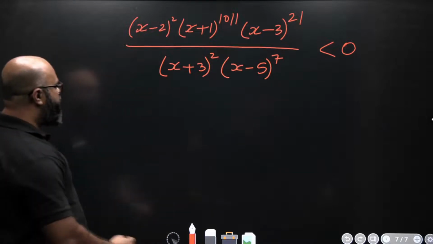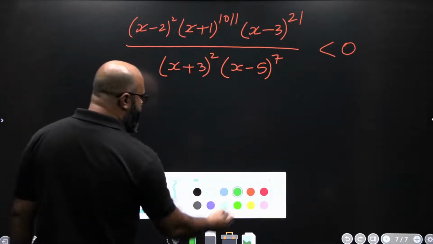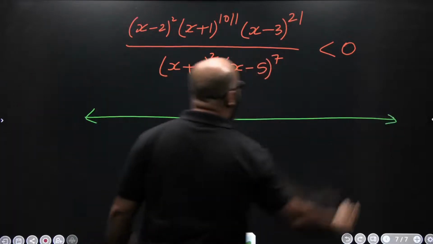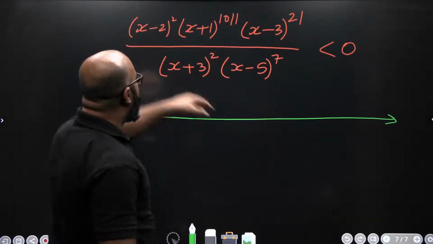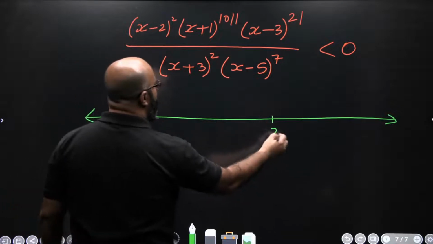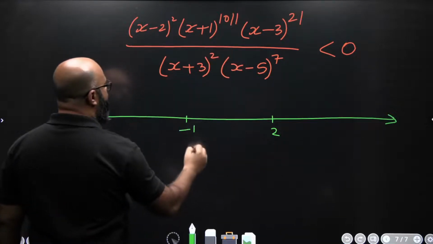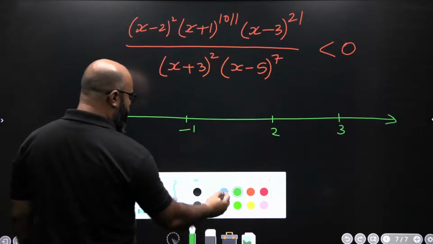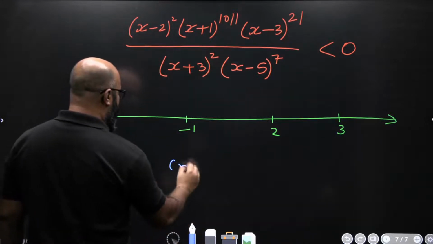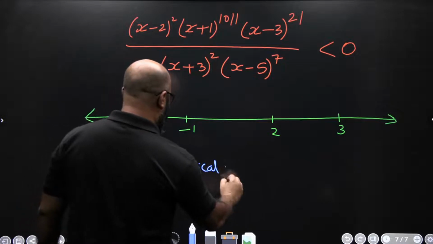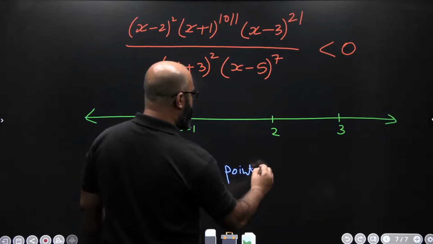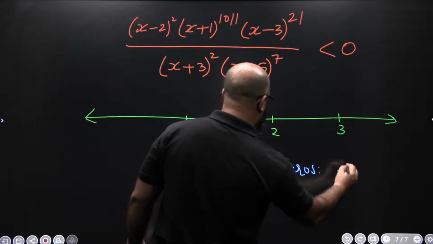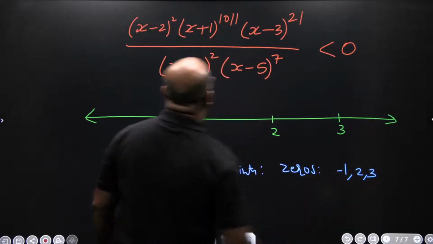So, what will happen? You will identify the critical points. How do you identify the critical points? Again, you will see where the numerator is becoming 0. So, at 2 it is becoming 0, at minus 1 it is becoming 0, at 3 it is becoming 0. So, these are the zeros or the critical points. So, what you observe is that the critical points, the zeros, are minus 1, 2 and 3.